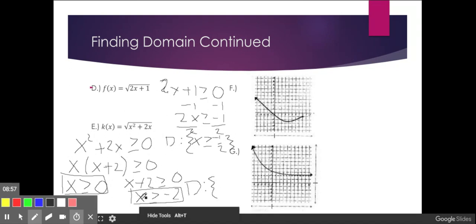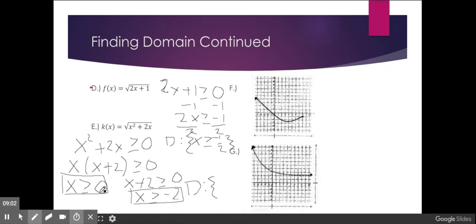If we think about this, this one is saying we have to be greater than or equal to -2, and this one is saying we have to be greater than or equal to 0. So we want to pick the bigger number. Our domain would just be x is greater than or equal to 0, because -2 is too far down. This is saying x has to be greater than or equal to 0, and -2 is not greater than or equal to 0.